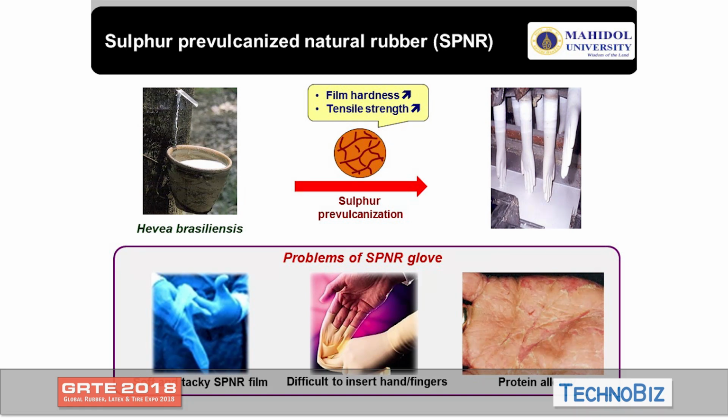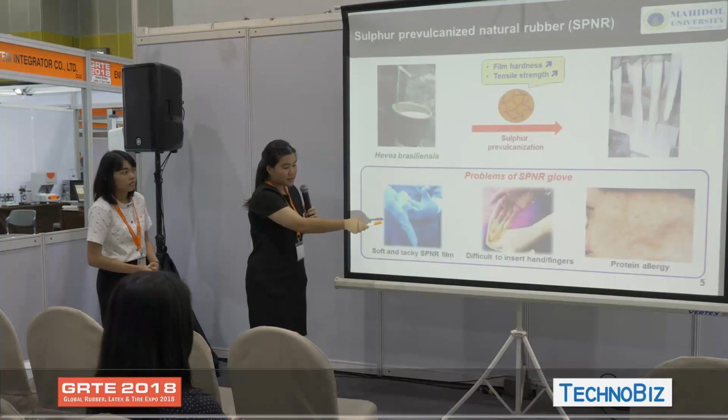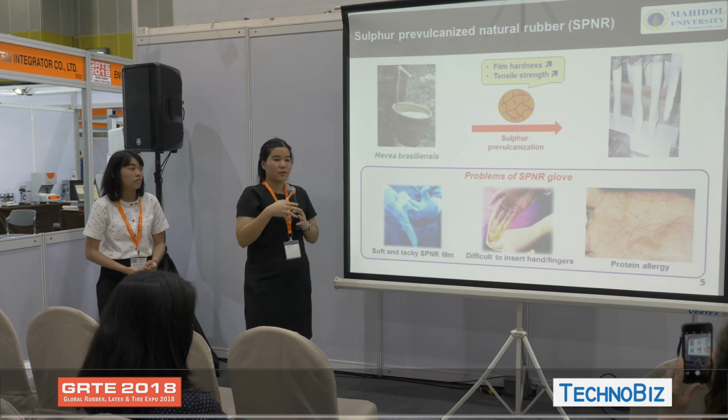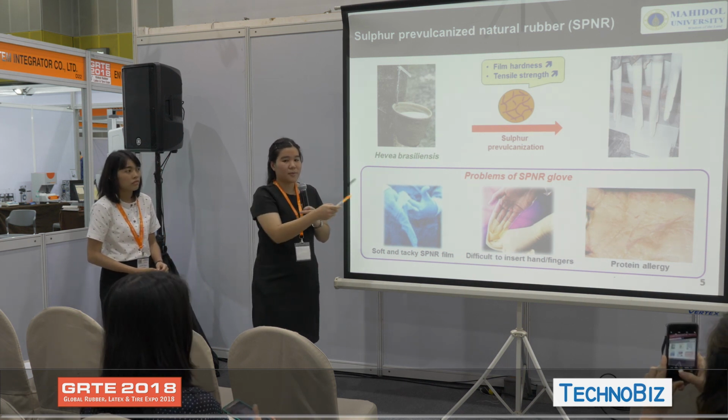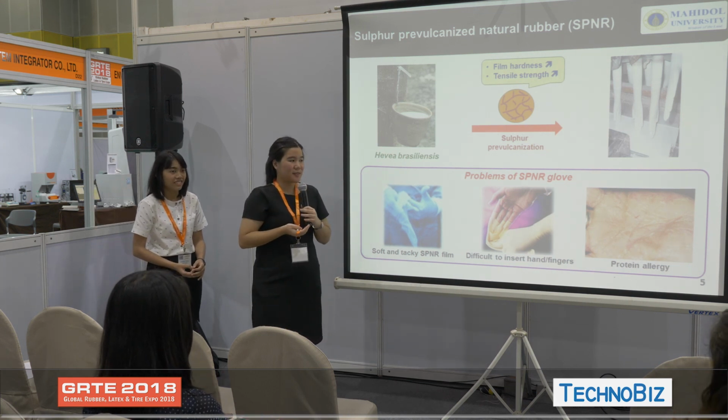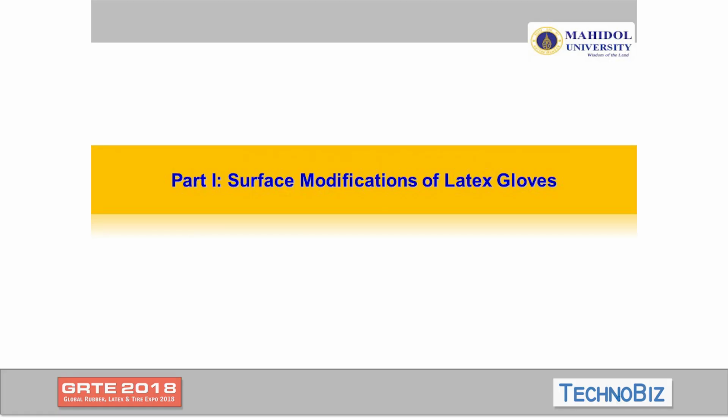After pre-organizing the NR latex with sulfur, we call the obtained latex sulfur pre-organized natural rubber or SPNR. This process will increase the film hardness as well as the tensile strength. However, some problems still occur, which is that it is soft and tacky. As you can see, it is difficult to insert your hand or finger into the glove. Moreover, it can cause protein allergy in some hypersensitive users. So, the surface of the SPNR latex glove needs to be modified.